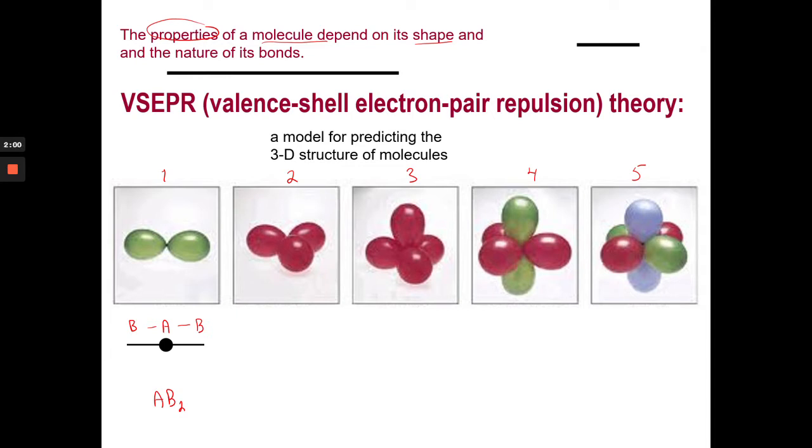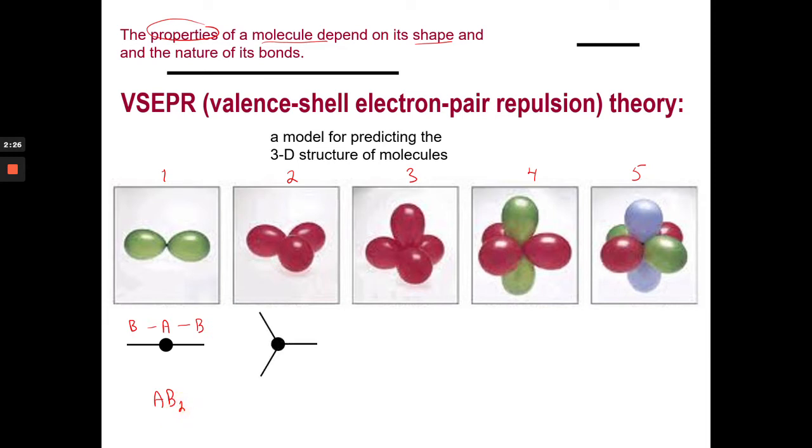Now, those B's could be another atom, but at this point, I'm simply just referring to an electron domain. Any region in space that contains electrons, either with something bonded or not bonding, is still considered a domain. So that would have linear geometry or linear electron domain geometry.